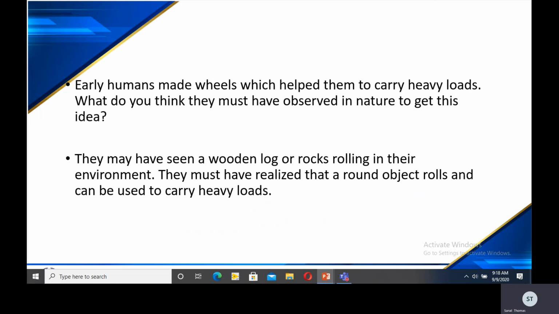Here is one question. Early humans made wheels, which helped them to carry heavy loads. So what do you think? They must have observed nature to get this idea. They may have seen a wooden log or some rocks rolling in their environment. So they must have realized that a round object rolls and can be used to carry heavy loads. In that way they identified it and made the wheels accordingly.